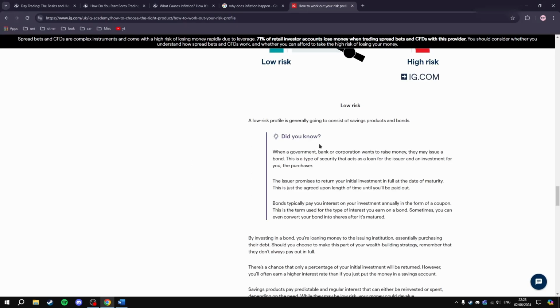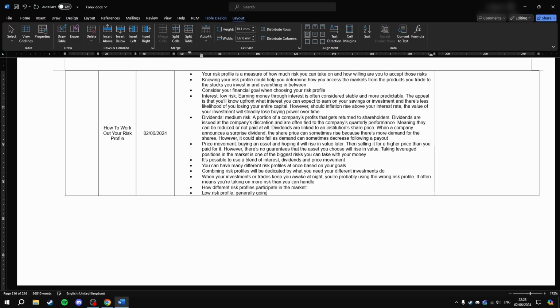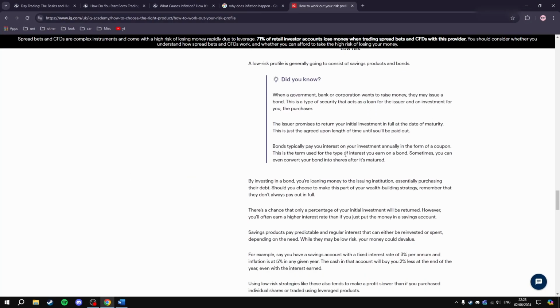Did you know, when a government, bank or corporation wants to raise money, they may issue a bond? This is a type of security that acts as a loan for the issuer and an investment for you, the purchaser.